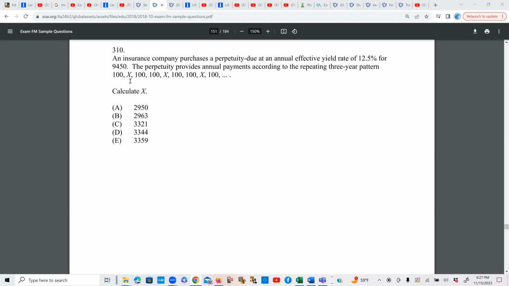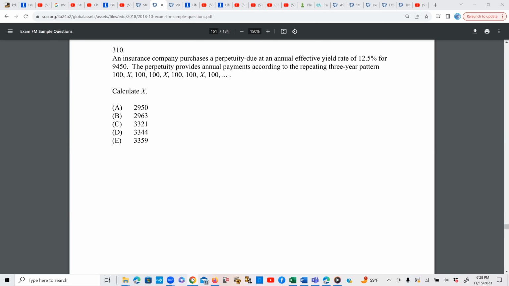And then the second stream starts at time 1. Again, we look at the second payment, and then we skip the next 2, and then it's again an X, and then we skip the next 2, it's again an X. So the second stream is X, X, X, and so on, again every 3 years. And then the last stream starts here at the third payment. So it's 100, you skip the next 2, then it's 100, you skip the next 2, then it's 100, and so on.